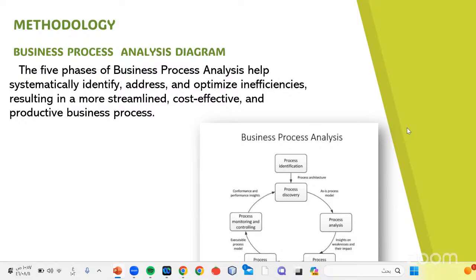This creates a to-be process model. Finally, we have process monitoring and control, where we track performance and ensure everything is working correctly. If needed, we make further improvements, and the cycle continues. This cycle helps business processes become more efficient, reduce cost, and improve overall performance.